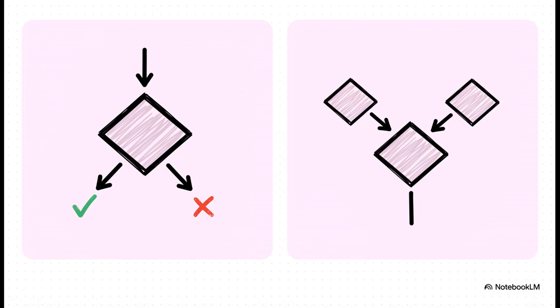To bring those back together later, you use a merge node. It also uses a diamond shape, but its job is totally different. It just combines multiple alternative flows back into one. So the key takeaway is this: decision splits on a condition. Merge rejoins after a choice.